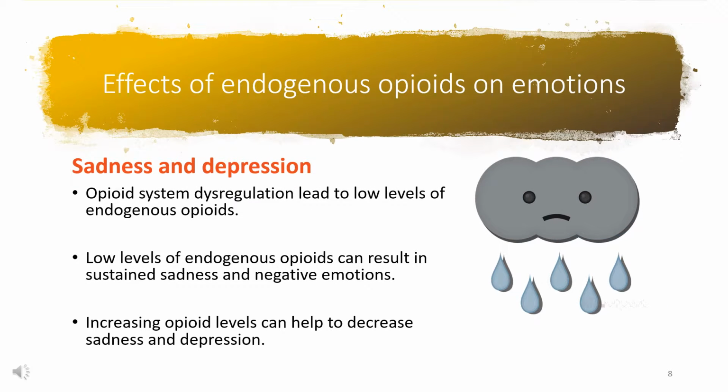In sadness and depression, opioid dysregulation results in low levels of circulating opioids. This can result in sustained sadness and an increase in negative emotions. This is evidently increased in depressive disorder. Increasing opioid levels appears to be an effective way to decrease sadness and depression.